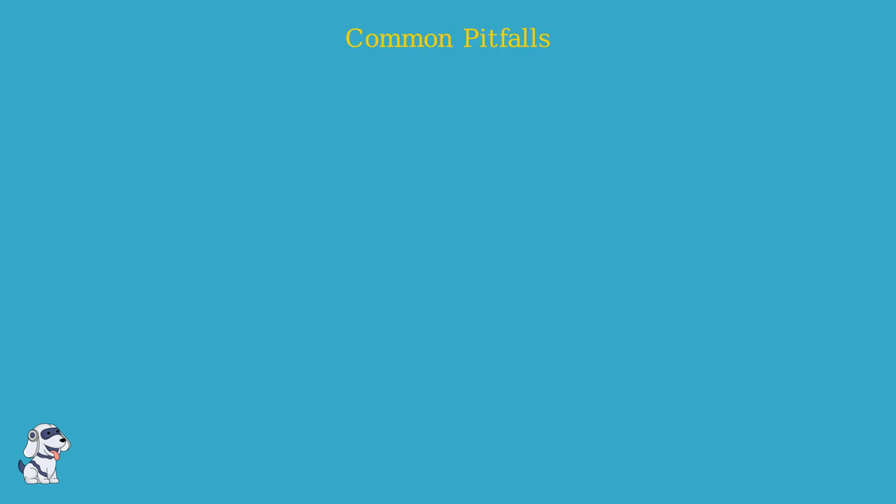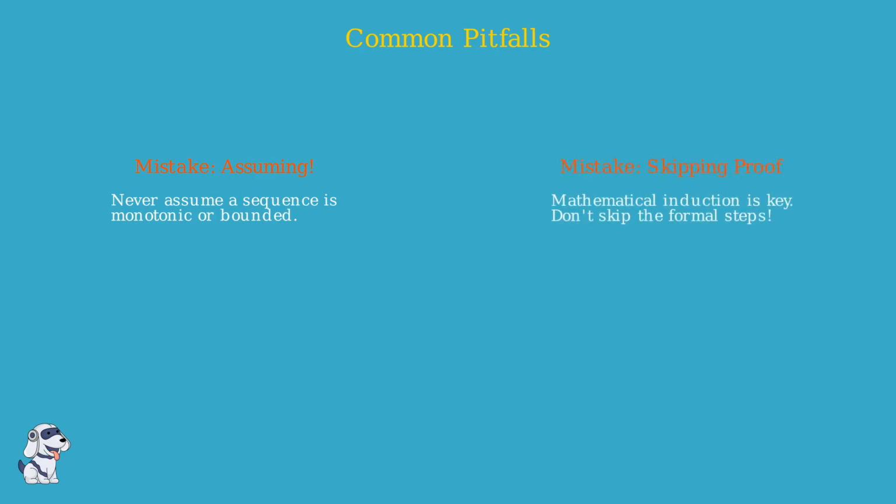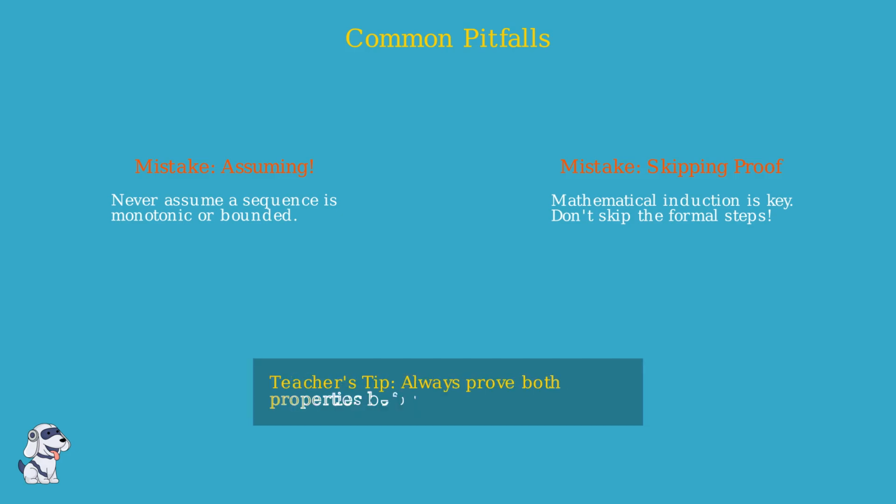When working with the monotone convergence theorem, there are a few common traps that students often fall into. First, never assume a sequence is monotonic or bounded just by looking at the first few terms. You must prove these properties formally. Secondly, remember that rigorous proofs often require mathematical induction. Skipping these steps can lead to flawed conclusions. Always remember the teacher's tip: proof is the foundation of the theorem. Don't apply the theorem until you have verified both conditions.